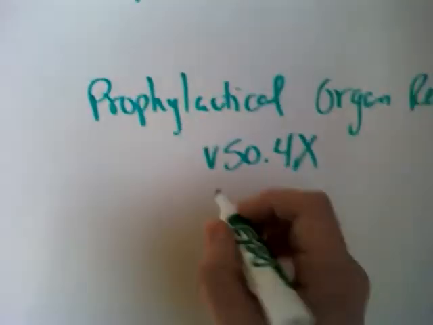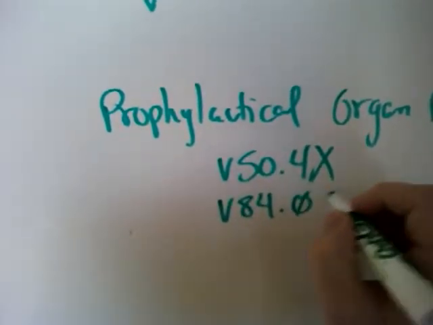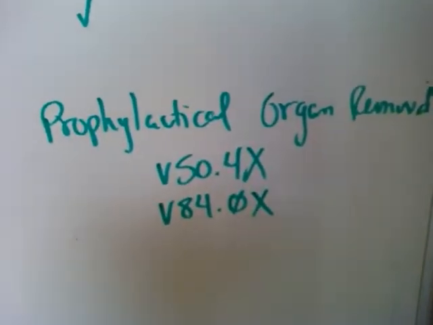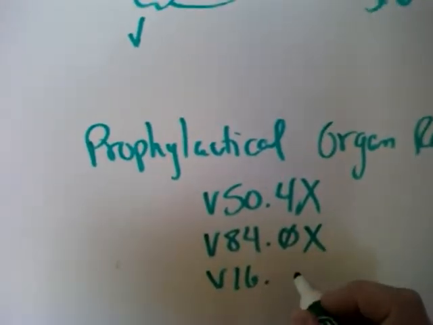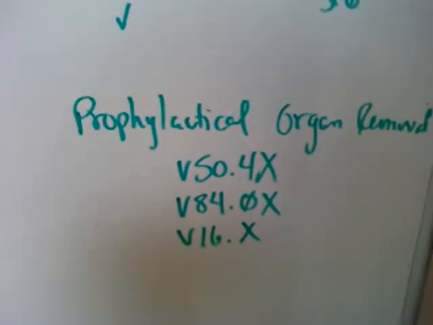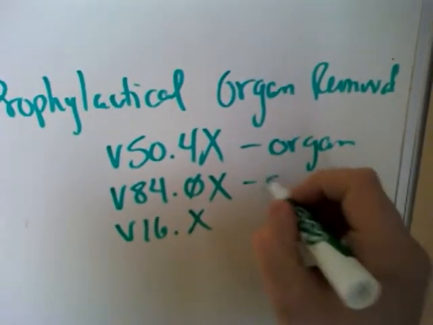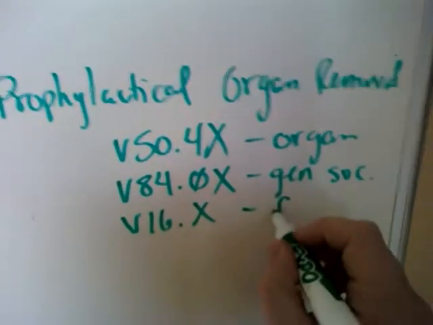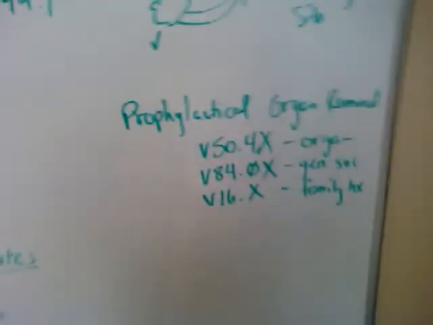The second one is going to be V84.0X, okay? And then that's going to be the genetic susceptibility, and then V16.X, 1 through 9, which is the whole family history thing. So this is the organ, this is the genetic susceptibility, and this is the family history. Okay? Those are the three big things that I think will be the most helpful.